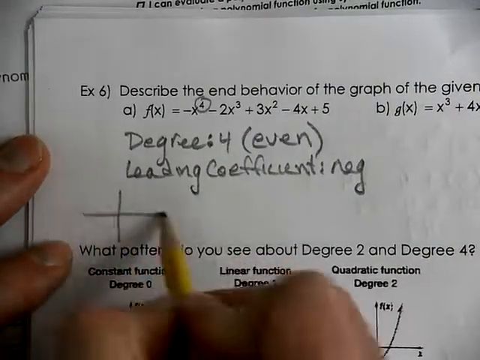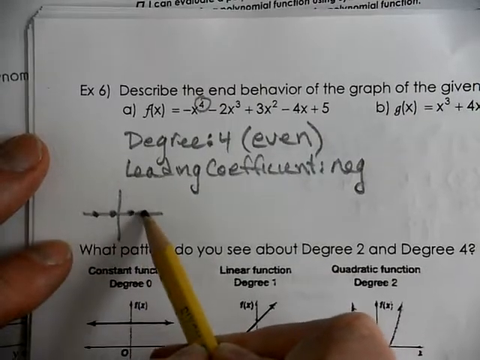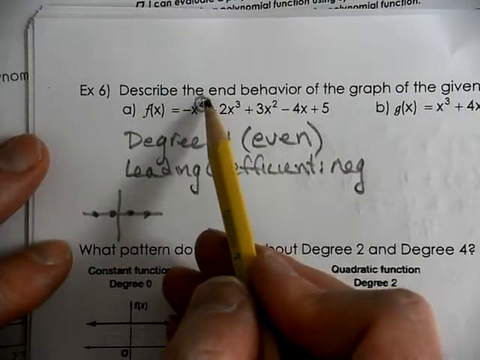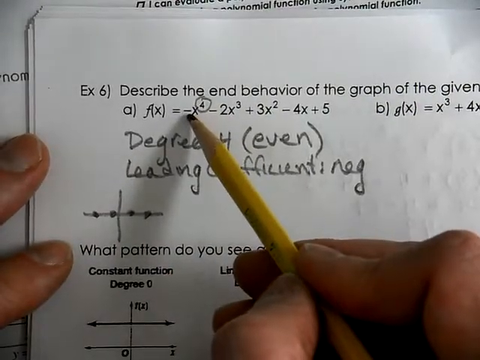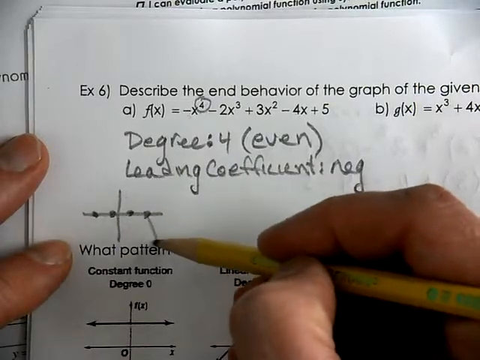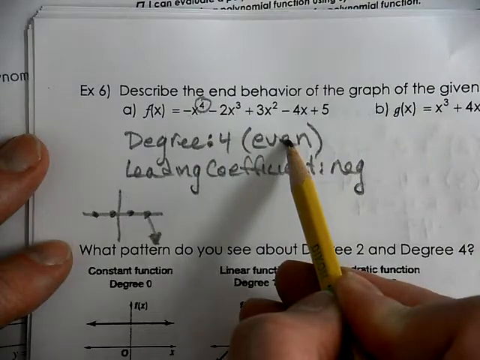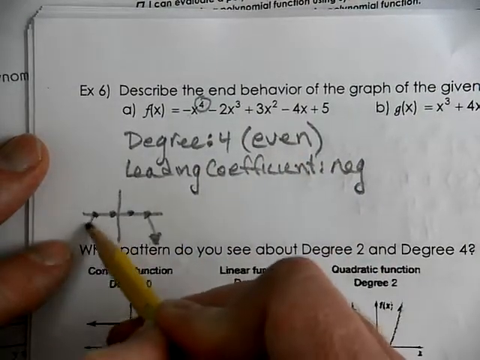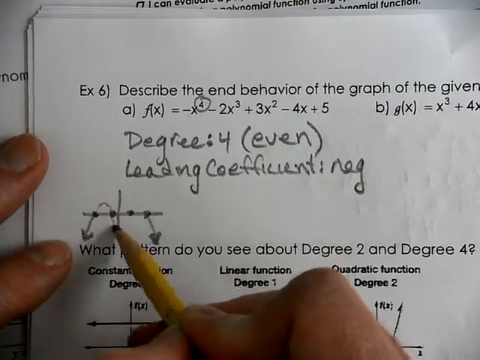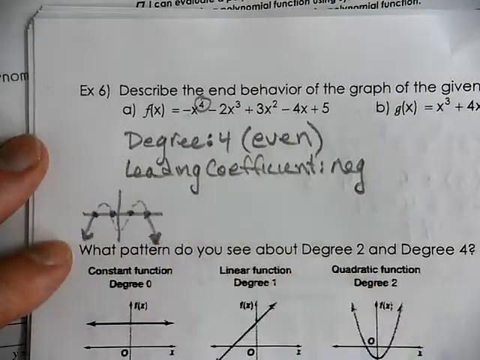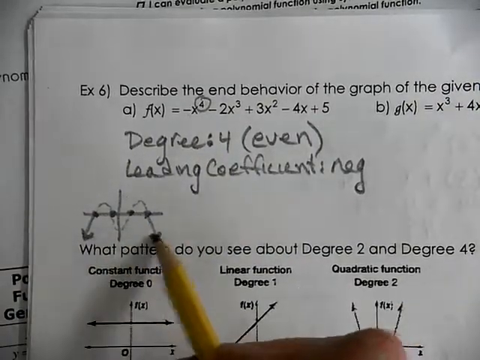So what I would expect here is that it's going to cross maybe 4 times. That's the most it can cross. Because it's negative, it's going to be falling to the right. Because it's even, it's going to be going in the same direction. Now the rest of the time, it just kind of wiggles its way through. We'll learn more about how it goes through. All we're looking at here are the end behaviors.